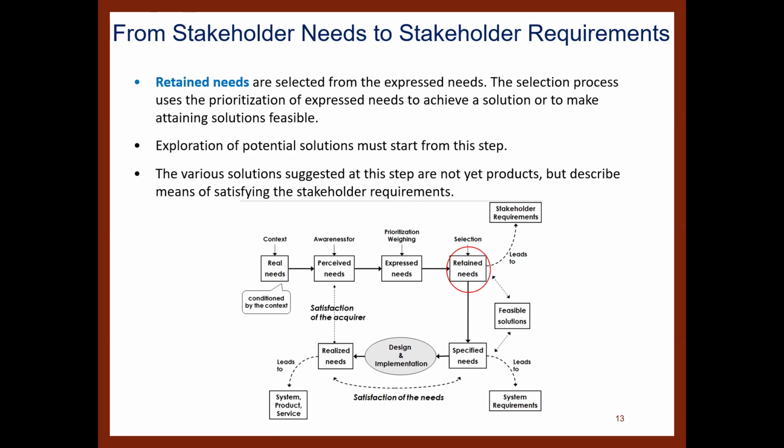Right, so from retained needs, we define our stakeholder requirements. These are the things that we need to make sure we satisfy for our customer, but we can go deeper. Okay, so we know we need to accomplish those requirements, but how is that translated into my system?